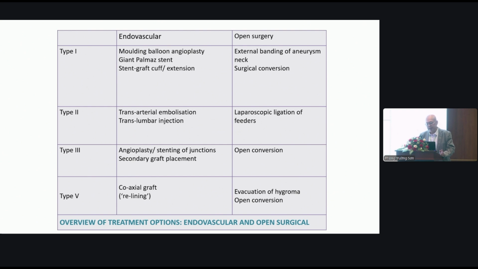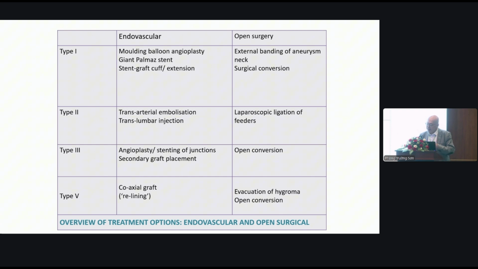Obviously, type 1 being you mold them, you extend them, you put a bare stent. Type 2, you do embolization. Type 3, you basically put another graft or you stent across the junctions of leaking. And type 4 and 5, basically you either reline them or you remove the graft.